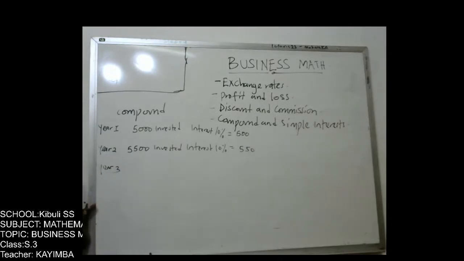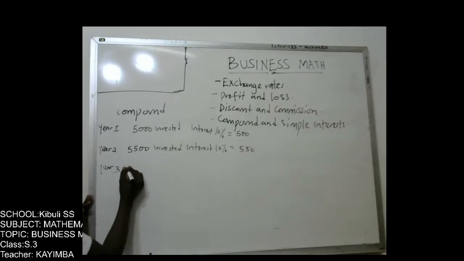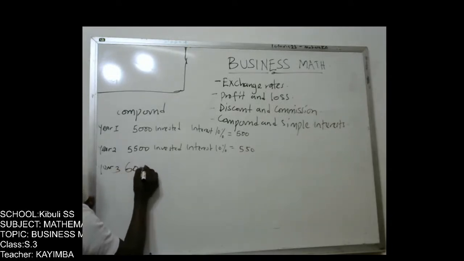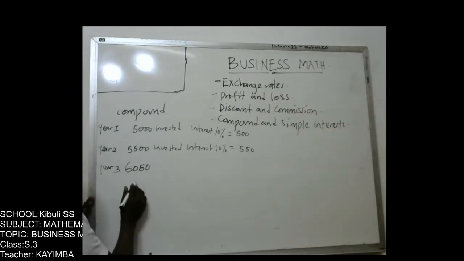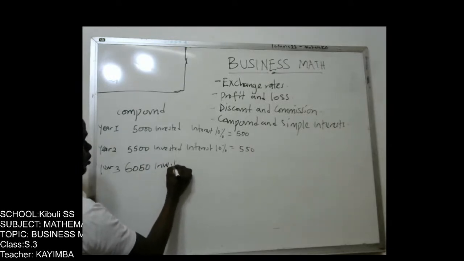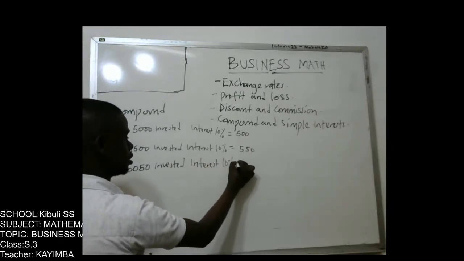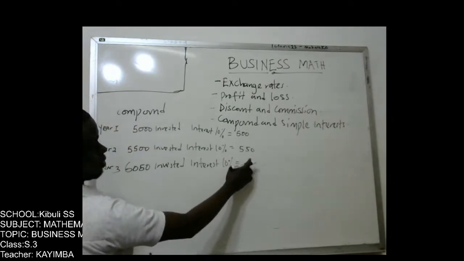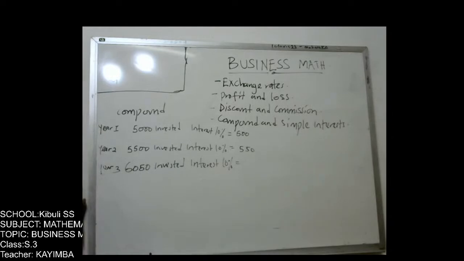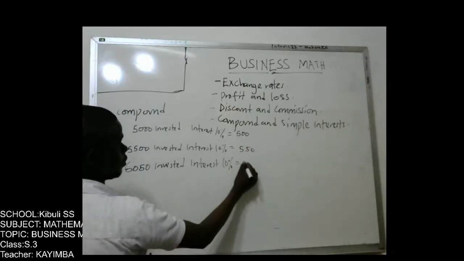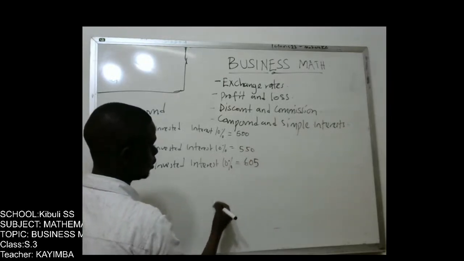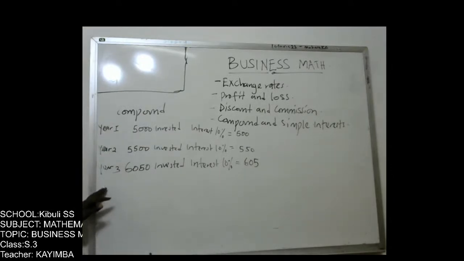Then year three. What is going to be the principal, the investment, because we are adding? It's going to be 6,050. It is the investment, it is the invested money. Then the interest is still 10%, but the amount that will come out as interest is going to be 605. Like that. So this is the interest in this case, after the 3 years, for a compound interest.